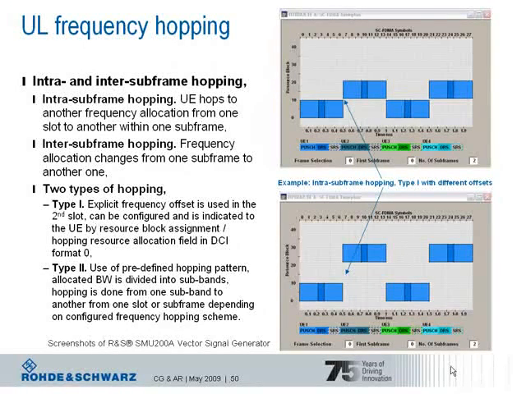For each hopping mode, two types of hopping can be configured. Type 1 defines an explicit frequency offset used between the two allocations. This is shown in screenshots taken from the Rohde & Schwarz vector signal generator SMU200A. With the SMU200A, a 3GPP-compliant uplink signal is generated and two fixed frequency offsets between the allocations are configured, as shown in the two screens. Type 2 uses a predefined hopping pattern where the available bandwidth, for example 20 MHz corresponding to 100 resource blocks, is split into subbands and the UE hops between those subbands.